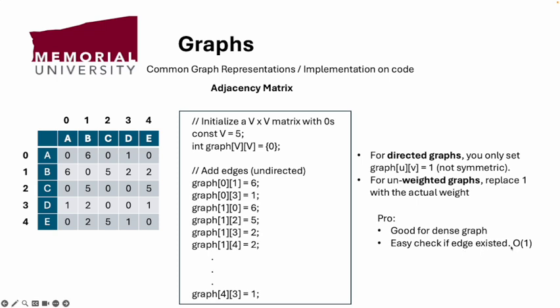So how to check? We just look at each of the indices. We can verify that if it's 0, it means no edge. If it's not 0, it means there is an edge, right?